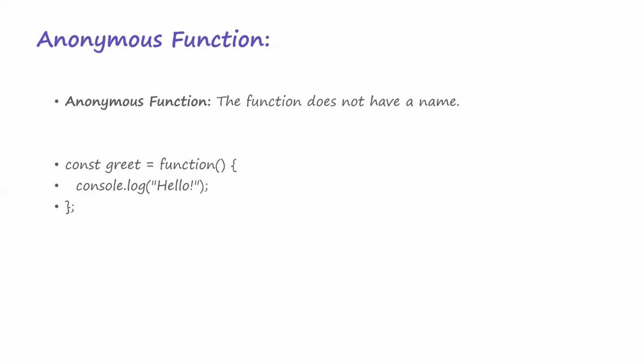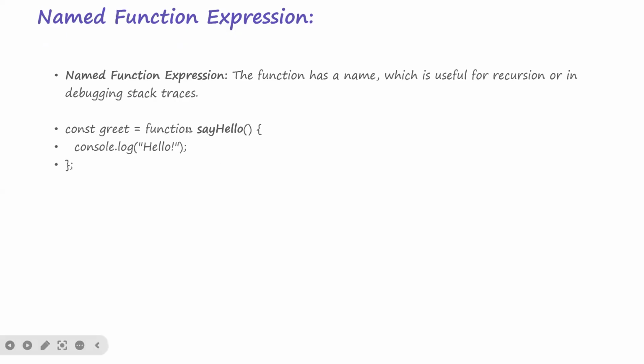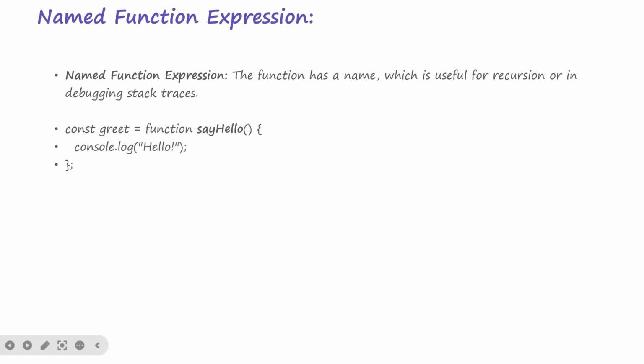Now, the next one we have is a named function. And this one also has its usefulness. A function that has a name is useful for recursion or in debugging stack traces. Now look at something like this. This greet has this function. So if I want to use this say hello inside of this function, I could actually use it. Let me show you.